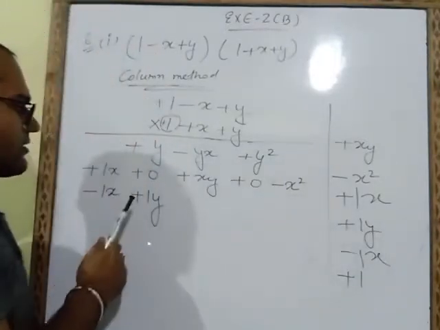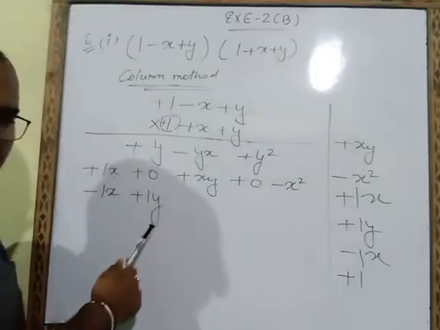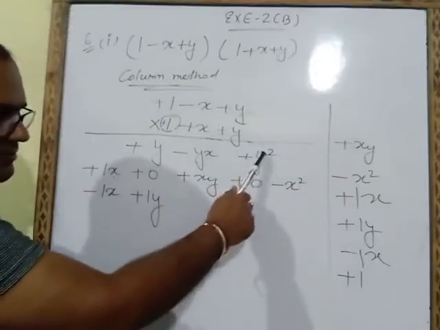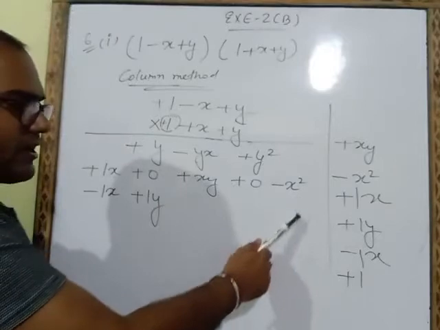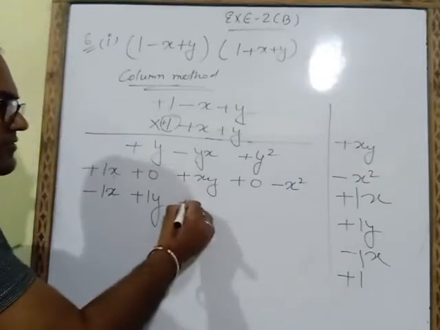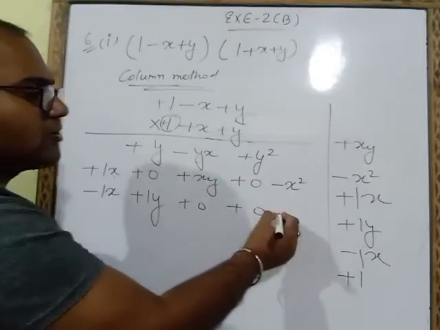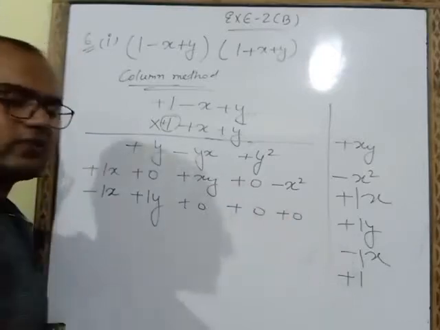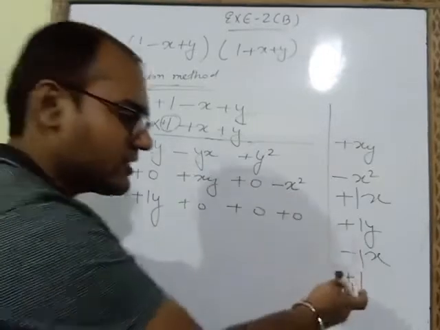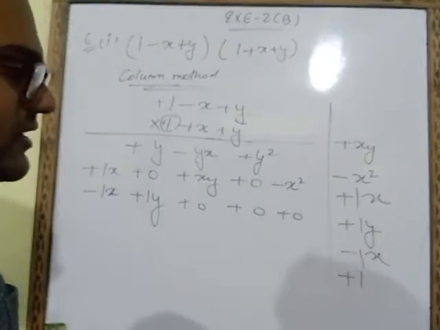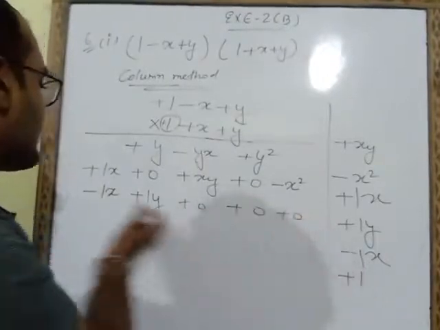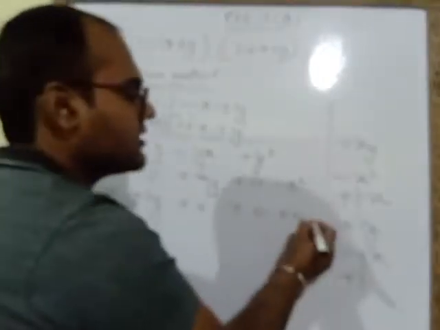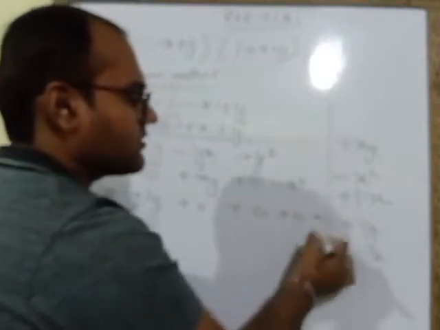So where will we write it? In this column an alphabet is there, here also an alphabet is coming, and here also an alphabet is coming. So under this we will fill 0, because no term is coming here. So here we will fill 0, but our answer is plus 1. So where will we write plus 1? This is the constant term. We will write plus 1 either in the beginning or in the end. So here I will write plus 1 in the end. You can write plus 1 in the beginning also.